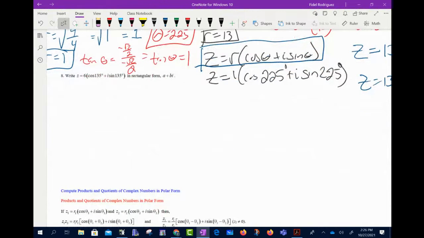Okay, let's take a look at number 8. Number 8 says, let's write z equals 6 cosine of 135 plus i sine of 135 in rectangular form, a plus bi. Okay, we're just going to use the calculator for this, right? So a couple ways you can do it. You can definitely use the calculator.